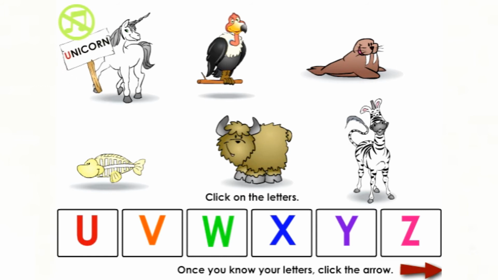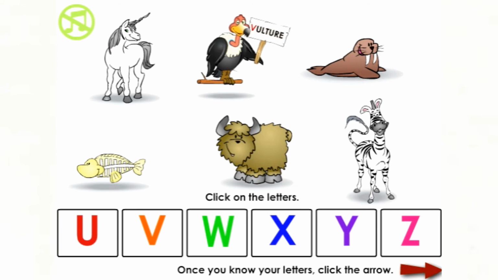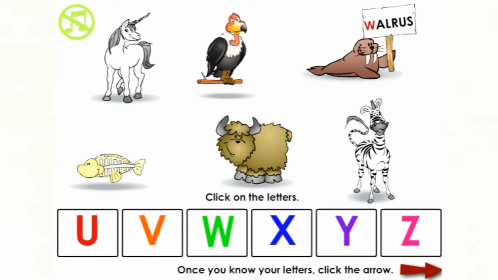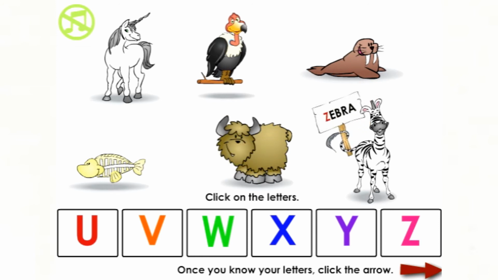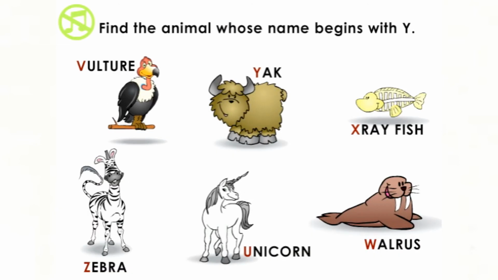U. Unicorn begins with U. V. Vulture begins with V. W. Walrus begins with W. X. X-ray fish begins with X. Y. Yak begins with Y. Z. Zebra begins with Z. Next page. Find the animal whose name begins with Y.